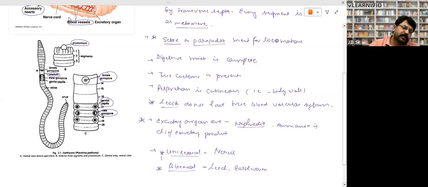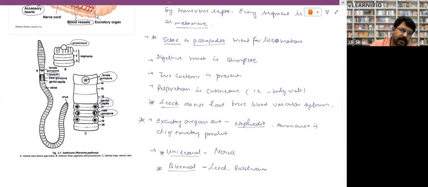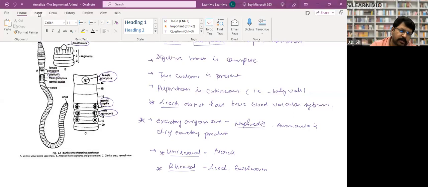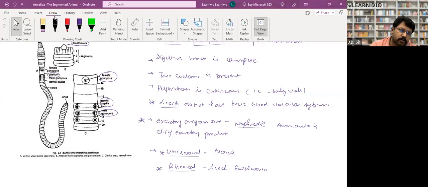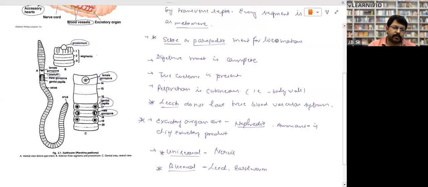So earthworm has this segmented body. This is the diagram where you can see the body is segmented, right? Here you can see there is a big part which is called clitellum, right? In the clitellum, on the upper side there is a female gonopore, and on the lower side of the clitellum there is a male gonopore, right?